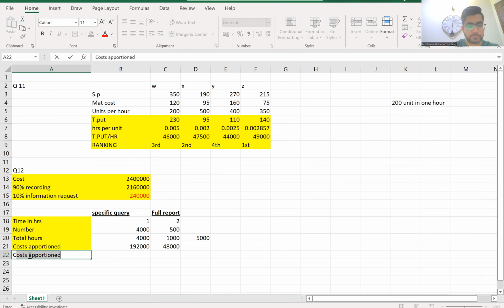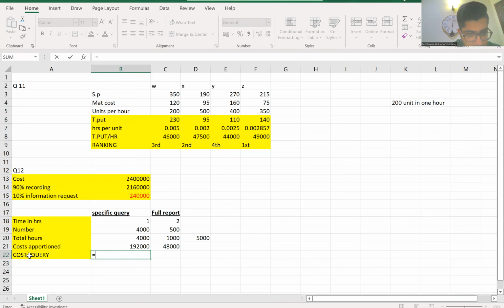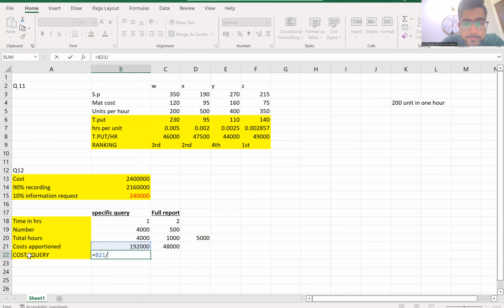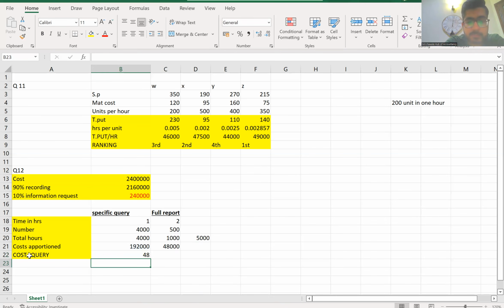Now, what is the cost per query? It's very simple. What is the cost of a specific query? Okay, it's 192,000. And you need the cost per specific query. So the cost is 192,000. And if you need the cost per specific query, how many specific queries are there? 4,000. We will get the cost per specific query as 48.